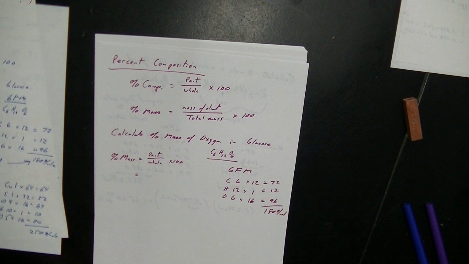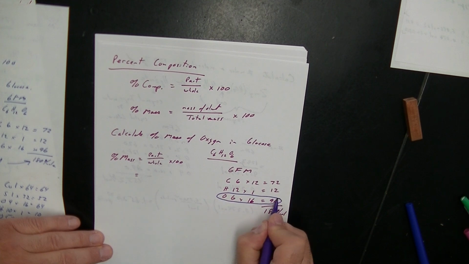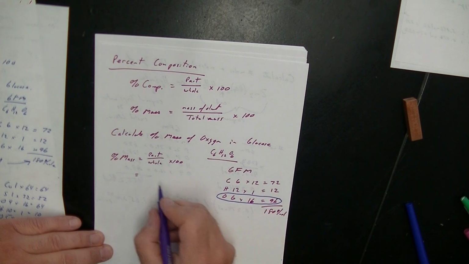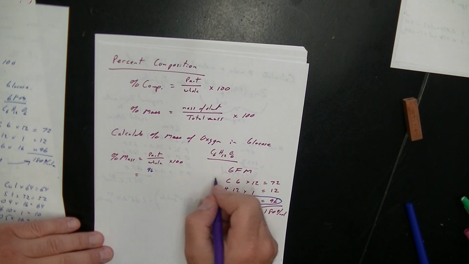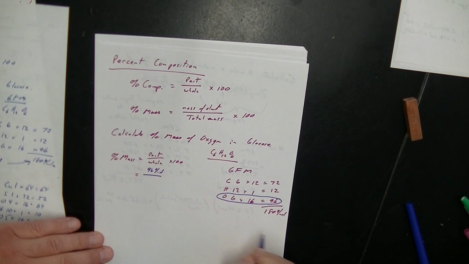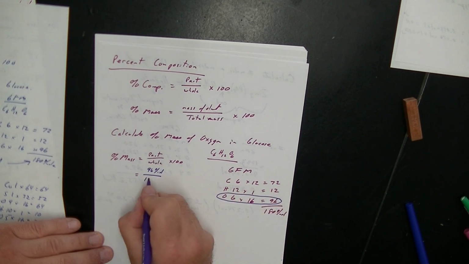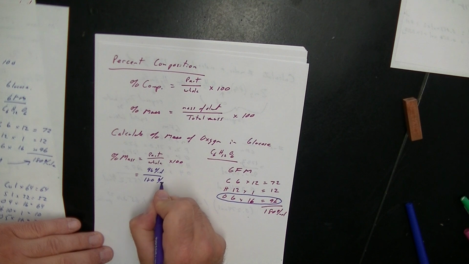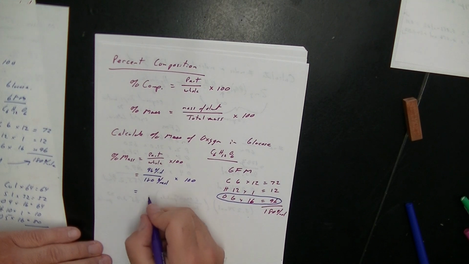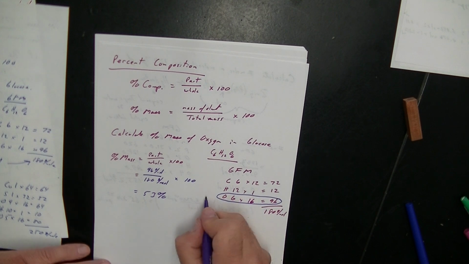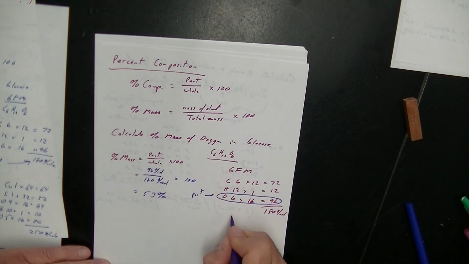So now, when we look at this, I want to know oxygen, what percent of oxygen is in this whole thing. So oxygen has a mass of 96 grams per mole. The whole thing, the whole compound, is 180 grams per mole. And we multiply by 100, and it turns out that it's about 53%. Okay? So in this problem, this is my part, and this is my whole.